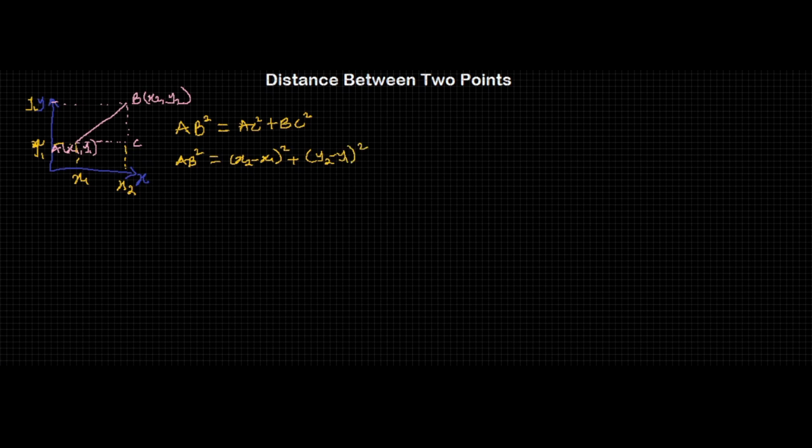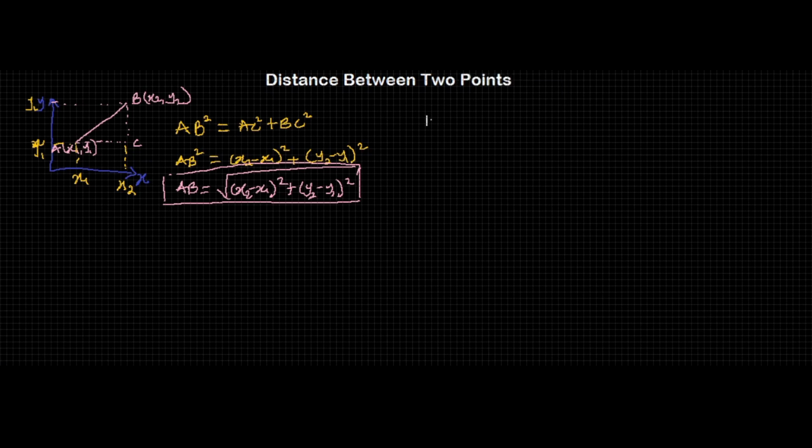So this clearly shows that AB is going to be equal to the square root of x2 minus x1 all squared plus y2 minus y1 all squared. And this is our formula for calculating distance between 2 points. So we are going to be applying this formula. We're going to be solving some questions which will require that we apply this formula. So let's get onto it.